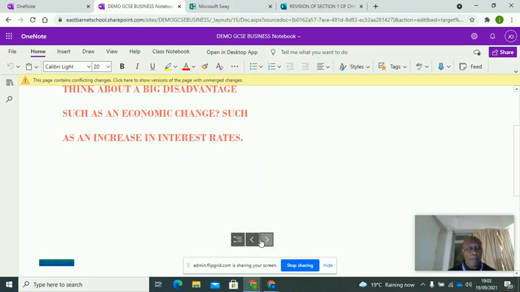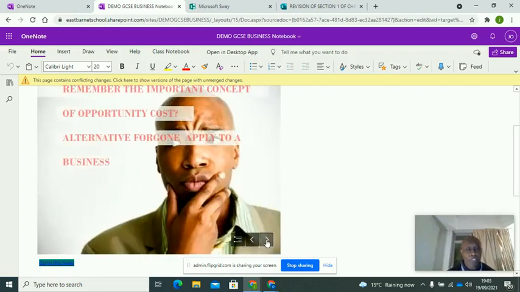But what you need to bear in mind, it also could be a big disadvantage if there's an economic change, such as increase in interest rates, because that will put the cost up, cost of borrowing, your credit cards, your mortgages, and as a result, people are going to have less money, and they're going to be concentrating more on needs, not wants. So that's a very important thing to know in business, how to apply needs and wants in a business.